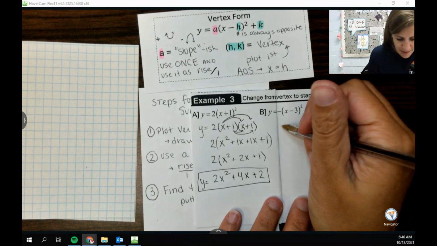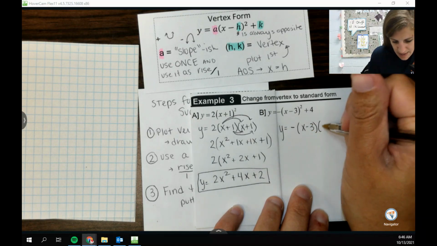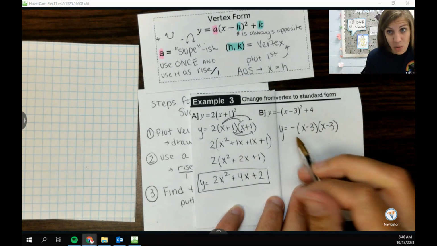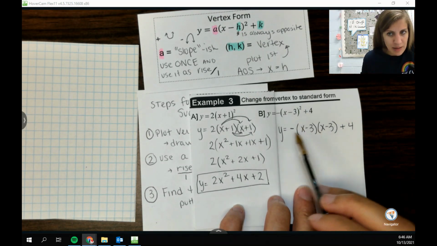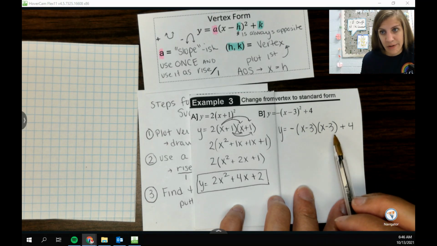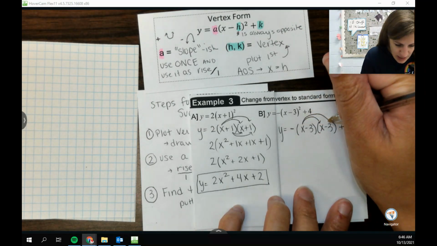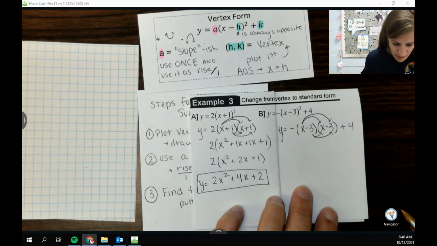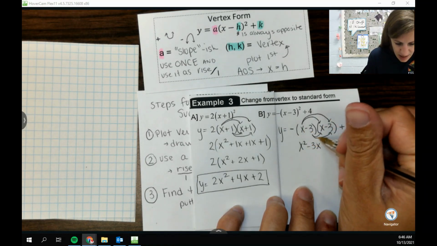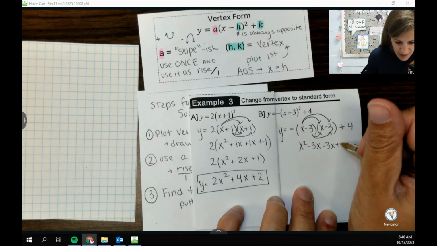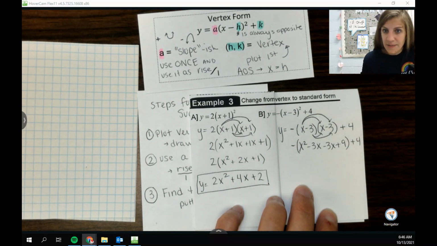Okay, so same idea here. We have a negative x minus 3 squared, so I'm going to want to do x minus 3 times x minus 3, and then I'll worry about the negative, and then I'll worry about the 4. So again, I have 3 numbers being multiplied here, the negative 1 and the x minus 3, so I can only do 2 at a time. I just always like to take care of the parentheses ones first. So we'll distribute twice again. So x times x is x squared, negative 3x, negative 3x, positive 9. And then all that has the negative, and then we have a plus 4 at the end.